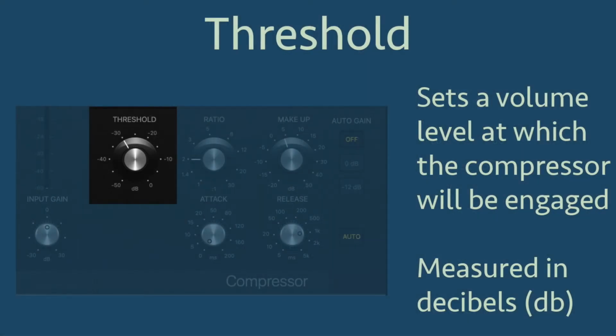This is the simplest parameter on a compressor, as threshold sets a volume level for when the compression will occur. The level is a measurement of decibels, and when a sound reaches the set decibel level, then the compressor will start its job of changing the resulting output level.